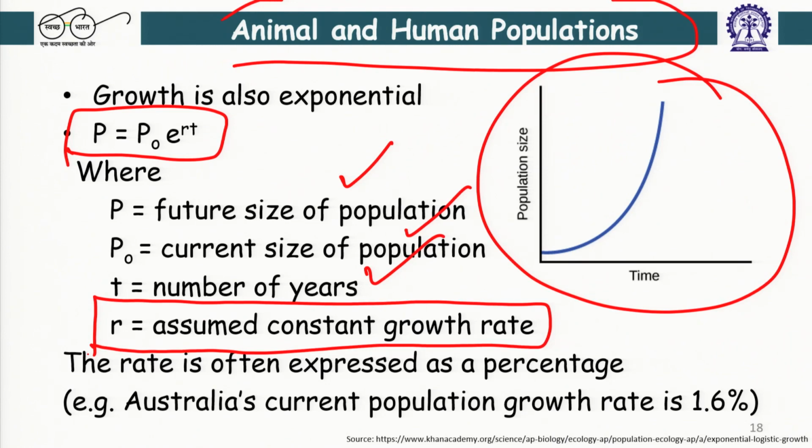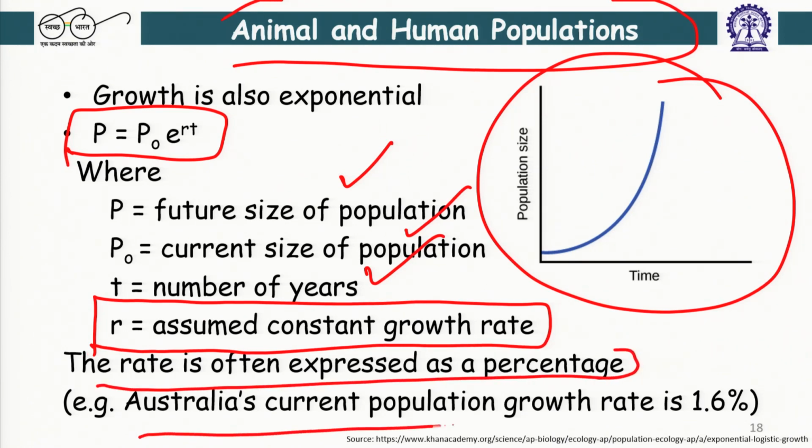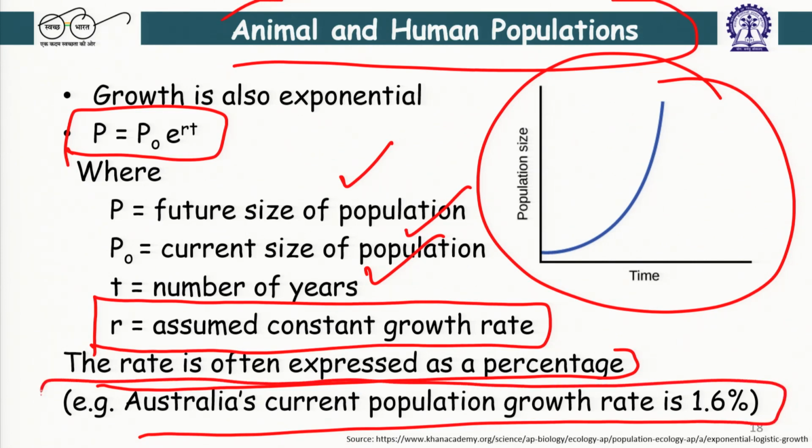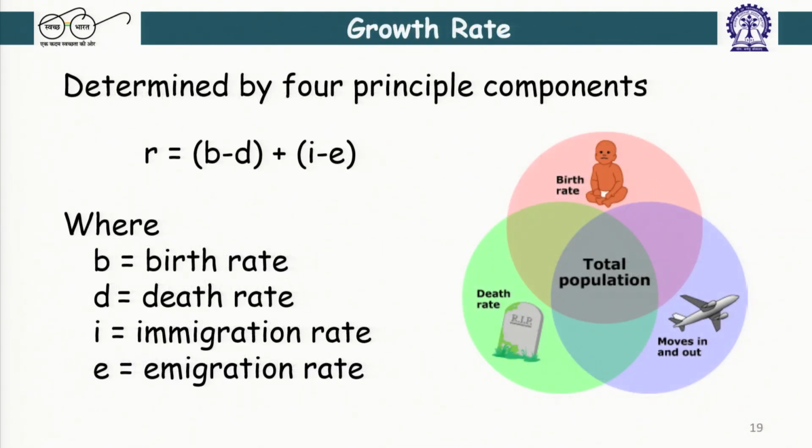This rate is often expressed as a percentage. For example, Australia's current population growth rate is 1.6%. That population growth rate includes not only reproduction, but also people coming into the country, with a lot of immigration happening in many countries. So, that also has to be taken into account. So, the rate is determined by 4 principles.